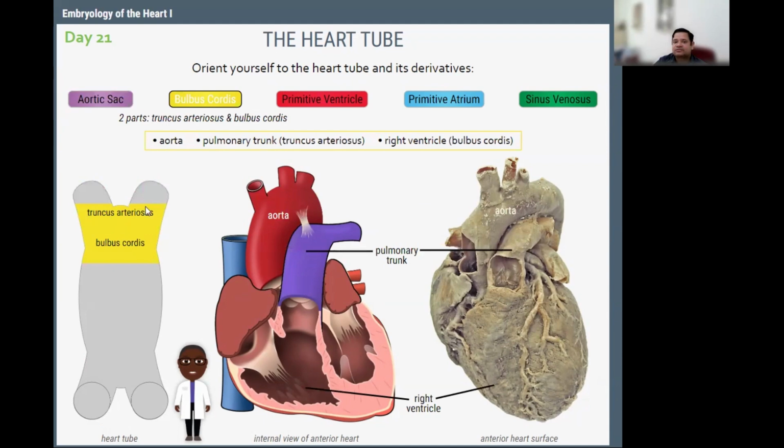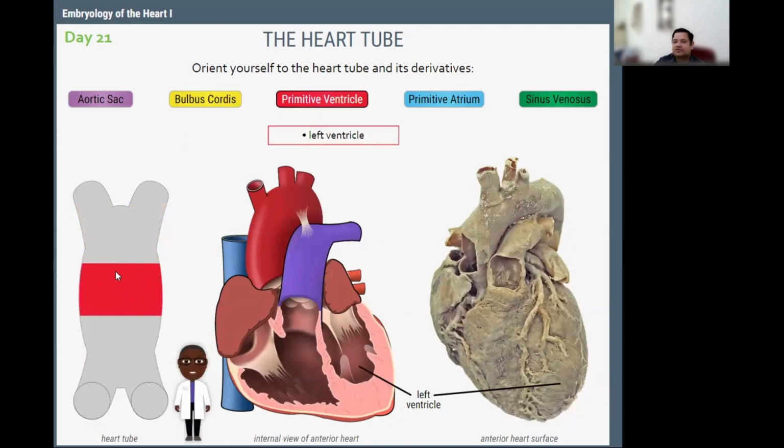Then you can see the next part, that is bulbus cordis. Bulbus cordis itself has two parts, truncus arteriosus and bulbus cordis. So they are going to form the aorta, pulmonary trunk, especially from the truncus arteriosus, and right ventricle from the bulbus cordis. You can see this is the aorta, pulmonary trunk, and right ventricle, which are the parts of the bulbus cordis. Next part is primitive ventricle. The third part is primitive ventricle, which is totally going to form the left ventricle. This is the left ventricle. You can recall left ventricle is the part which throws maximum velocity of blood to the other body parts.